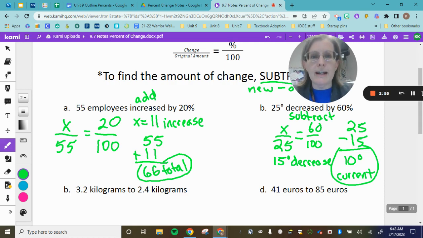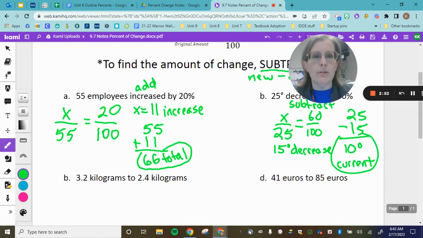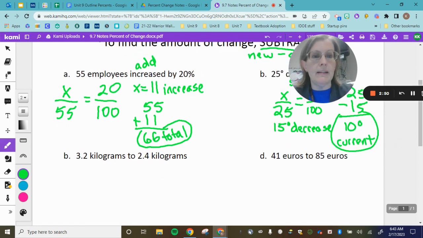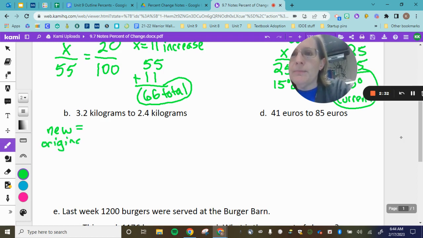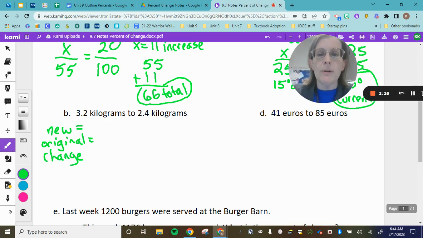Now we're going to look at, I noticed that for some reason my letters are all off, A, B, B, D, sorry. So we have 3.2 kilograms to 2.4 kilograms. When you're given the two numbers, I highly suggest that you do this. You write what is the new amount. Actually write these words. Write original and then write change. It will help you stay organized. It will help you not make mistakes. If you want my help on these types of questions, I expect to see this first.